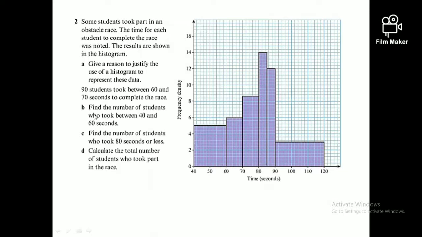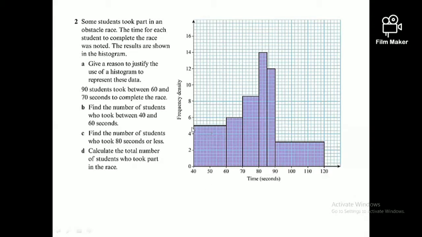Then find the number of students who took between 40 to 60 seconds. We know that one small box is 1.2. Then we want to see 40 to 60, which is over here. How many small boxes are there? Vertically, how many of them? 1, 2, 3, 4, 5, 6, 7, 8, 9, 10. Upwards we have 5, 10, and then 11, 12, 12.5. Seems to be 12.5.